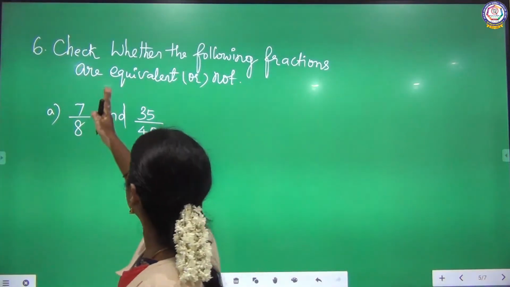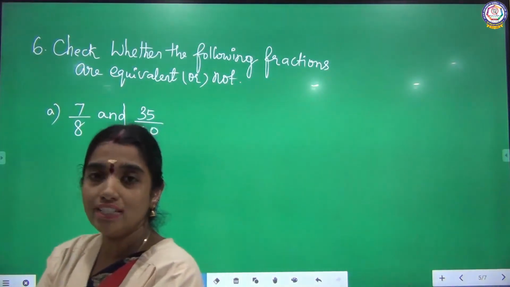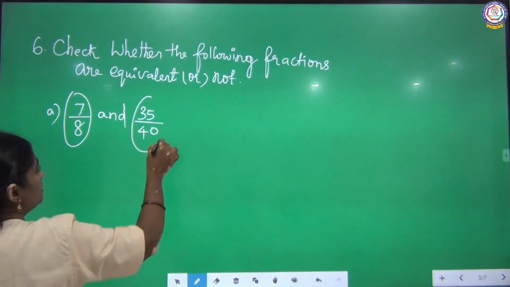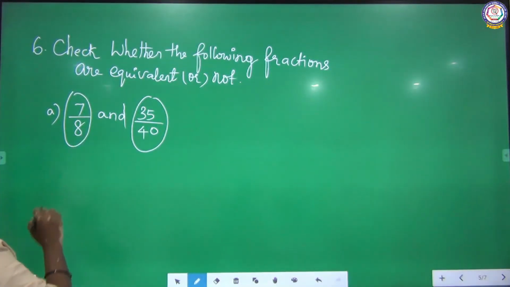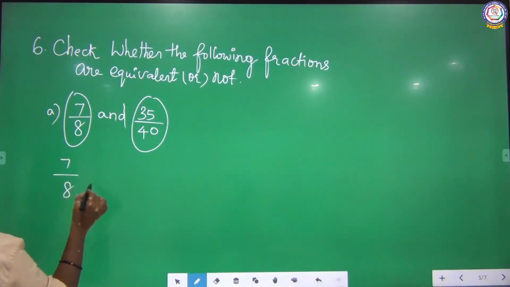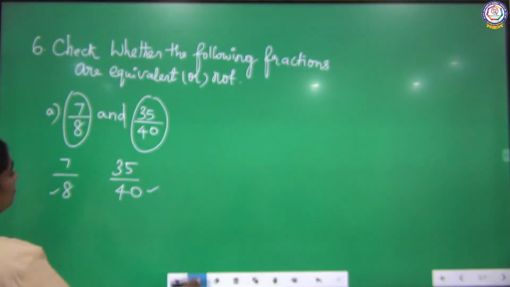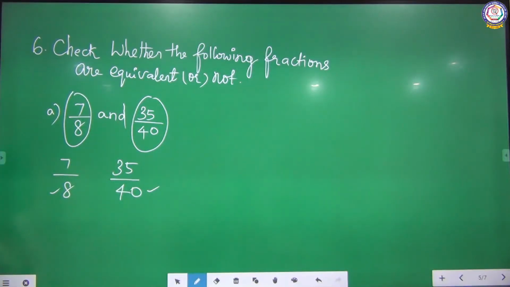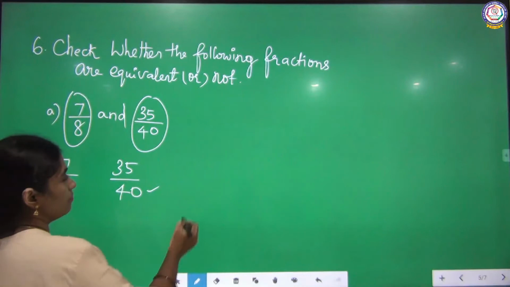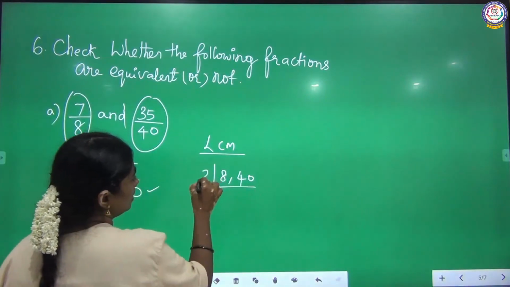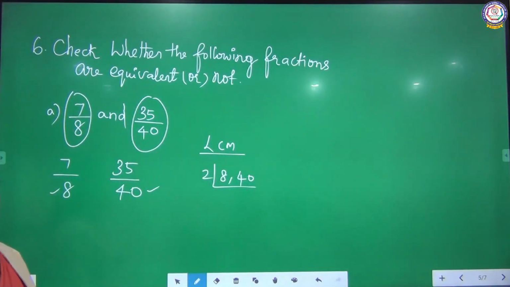See here. Check whether the following fractions are equivalent or not. Whether this fraction and this fraction, I am going to compare and I have to check whether they are equal or not. See, listen. 7 by 8, 35 by 40. Just take the LCM for this. You have two different denominators here. So, please make an LCM. See, what is the LCM for 8, 40? Listen, children. You have to do it only by the prime numbers. What are the prime numbers? 2, 3, 5, 7 are the prime numbers.